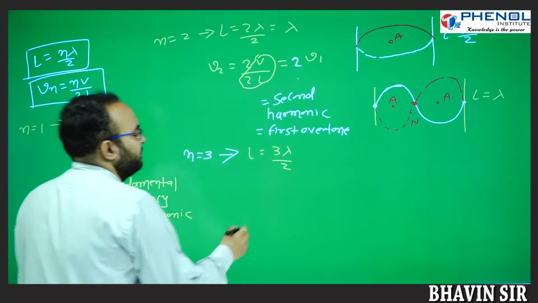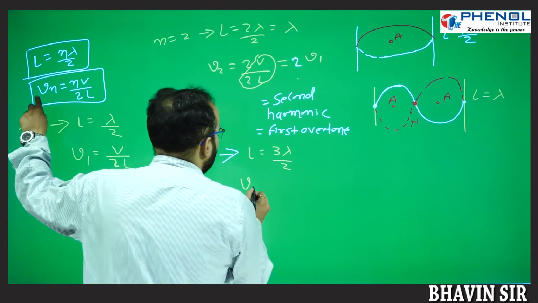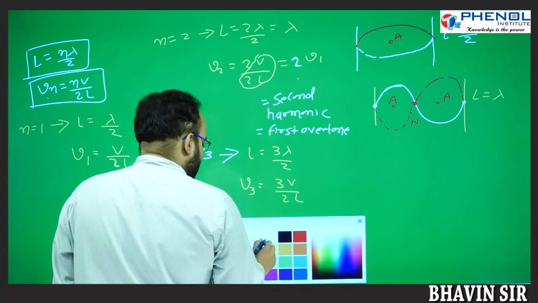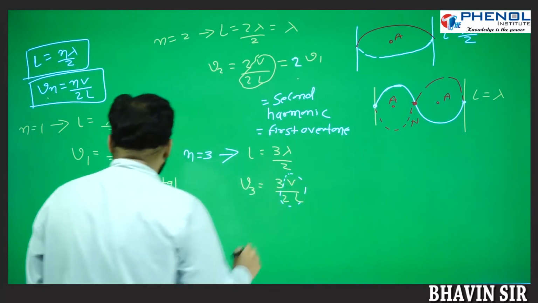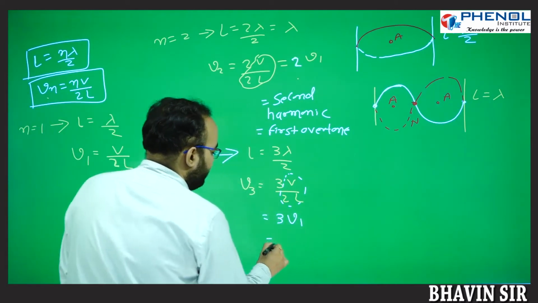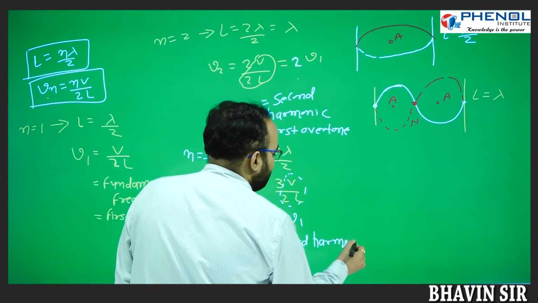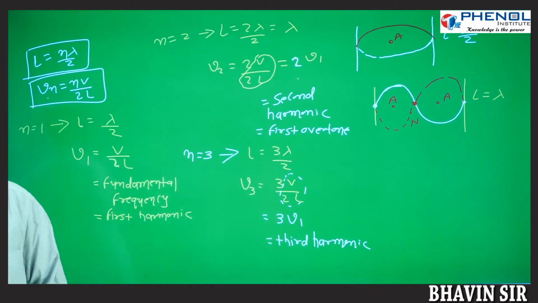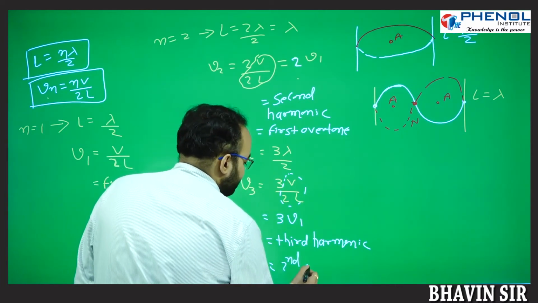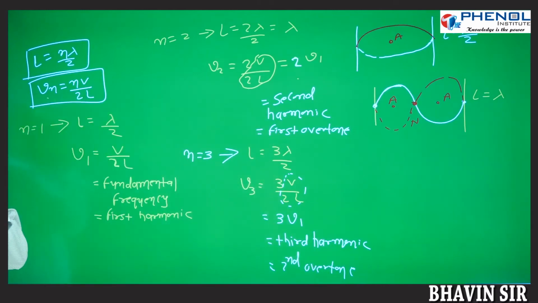Okay, chalo. And what is the frequency? Here we take 3. So what is the frequency? 3 v by 2L, and v by 2L is what? v by 2L is the fundamental frequency. So it is known as the third harmonic, and second overtone.